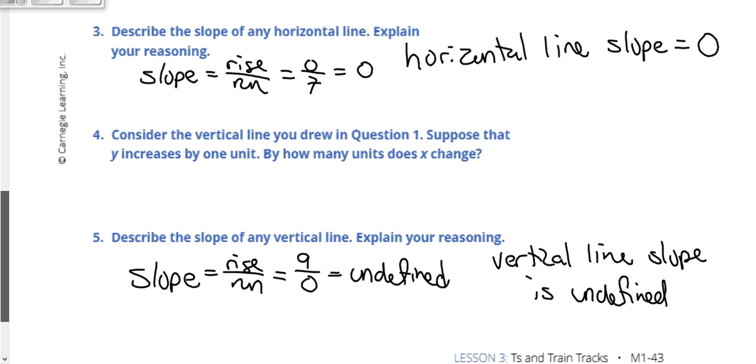So be careful. Don't ever say that it doesn't have a slope. A horizontal line has a slope of 0. A vertical line has a slope that's undefined.